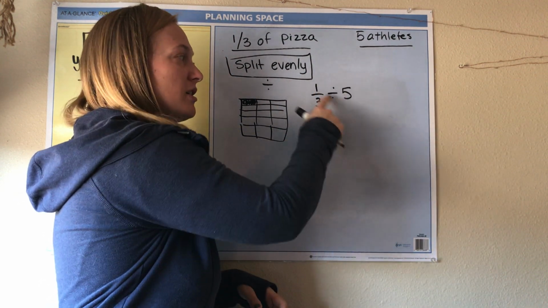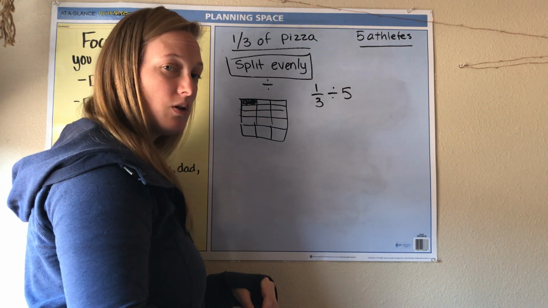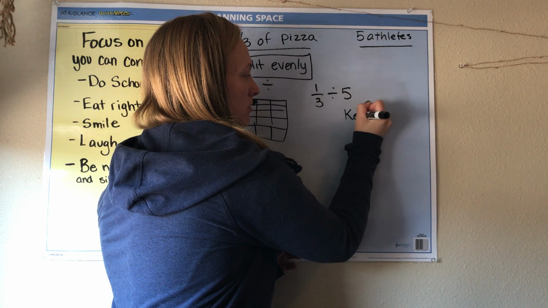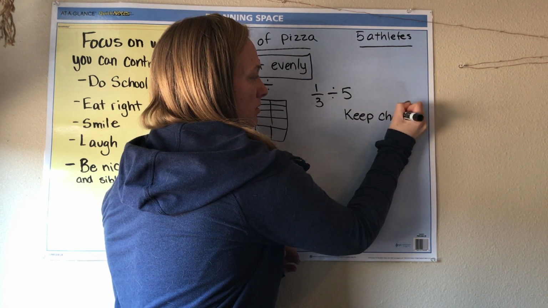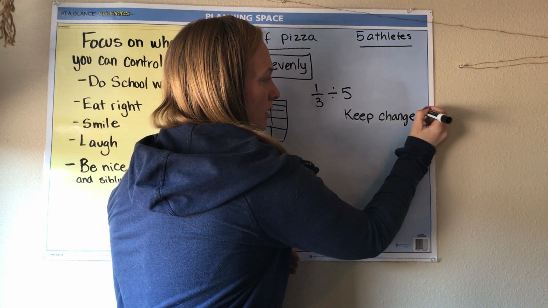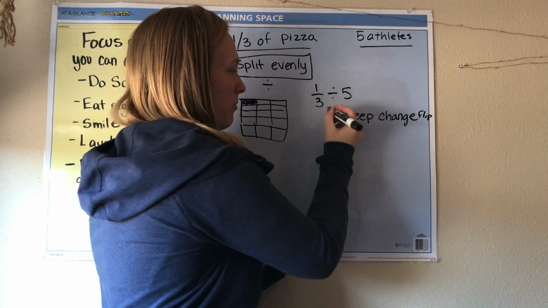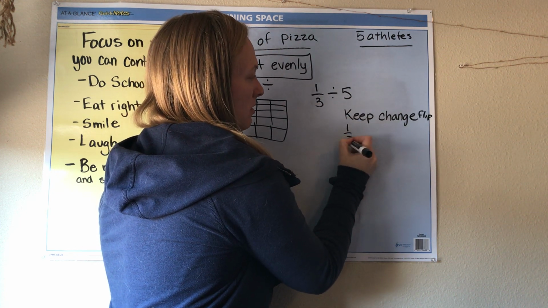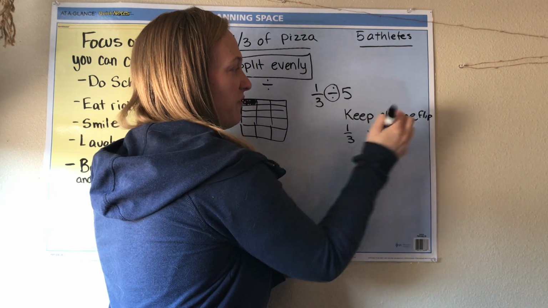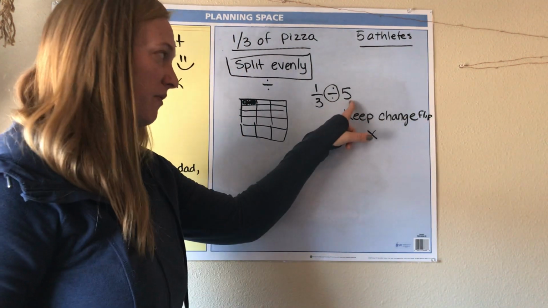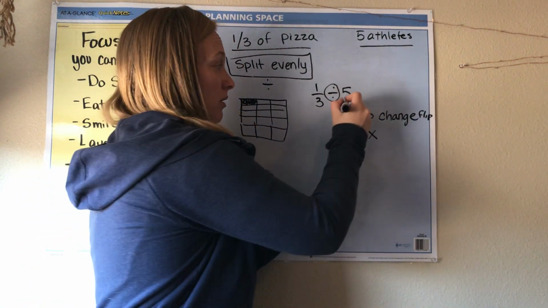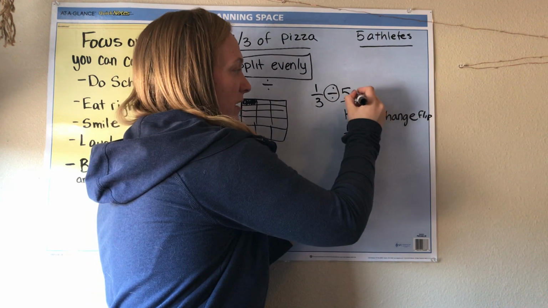1/3 divided by 5. When we are dividing fractions, we use keep, change, flip. I'm going to rewrite this. Keep, change, and then flip. All right, keep. I'm keeping the 1/3. I'm changing this division to multiplication, I'm flipping 5 over 1. Before I flip the 5 over 1, I have to put this whole number over 1 whole. Now I can go ahead and flip it.